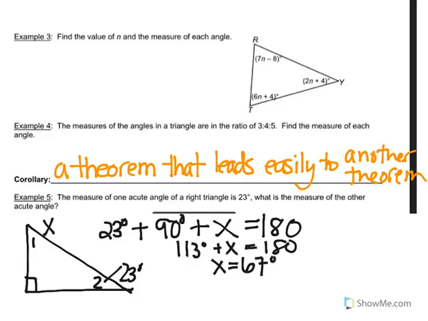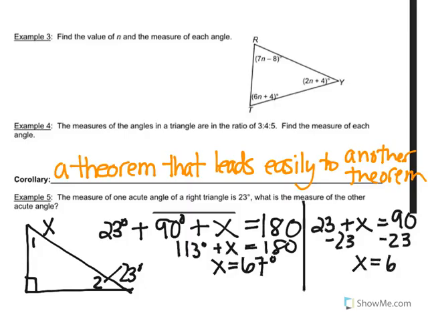Now that was one way to figure that out, but I want to suggest to you that there was another way that we could have figured that out, and that would be that if we know this is a 90-degree angle, then we know that 23 plus x, the two remaining angles, have to equal 90 degrees, right? So we're going to subtract 23, and we get x equals 67. And this leads us to a corollary as follows.